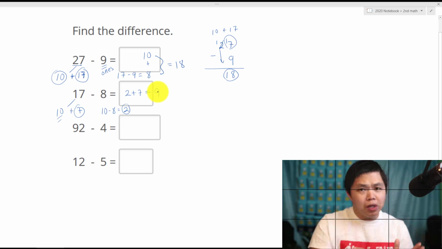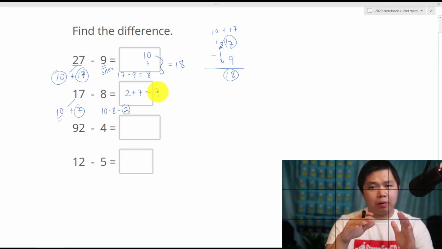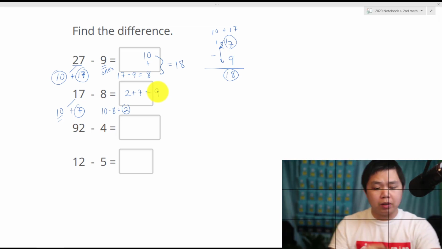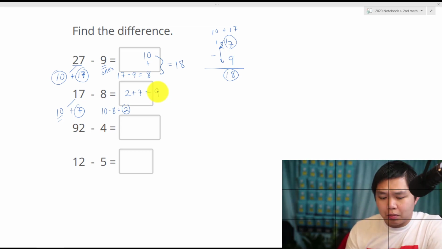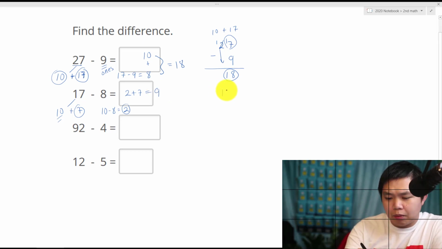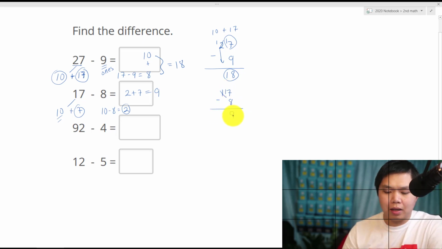So that's the beauty of breaking numbers into parts, using the term number bonds. So that's the basic concept of number bond. Now, again, the same thing. If you don't want to borrow and break the number into parts, 17 minus 8. The same thing. We borrow it, and this becomes 17. Same thing. 17 minus 8 equals 9.